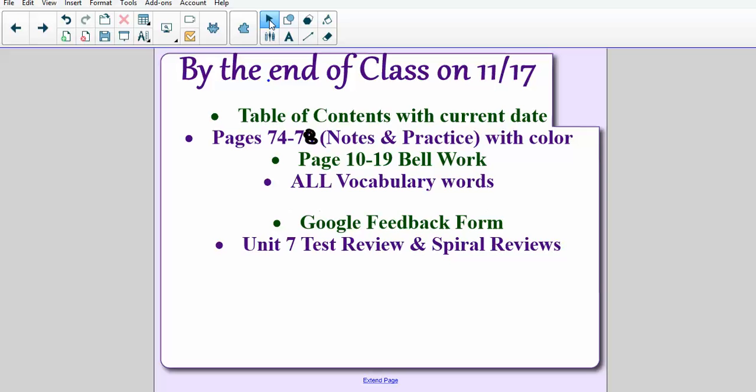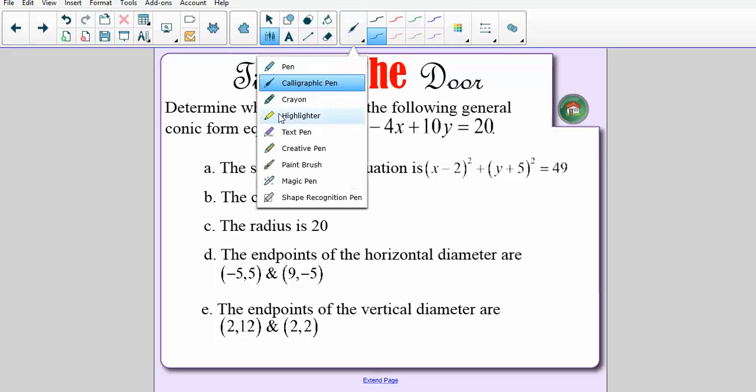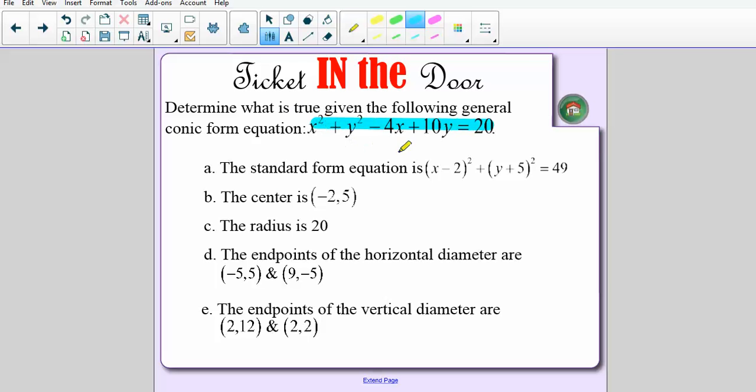All right, so here you have it. Here is your ticket in the door. Again, it is multiple choice. We should see the problem right now with all the choices, and I would like you to, like we did yesterday, treat the multiple choices as questions. Write the standard form of the general conic form that you were given. Write it out and then see if it matches this. If it matches, then circle it. Find the center. If it matches, circle it. This is a select all, I believe, even though I didn't write that.